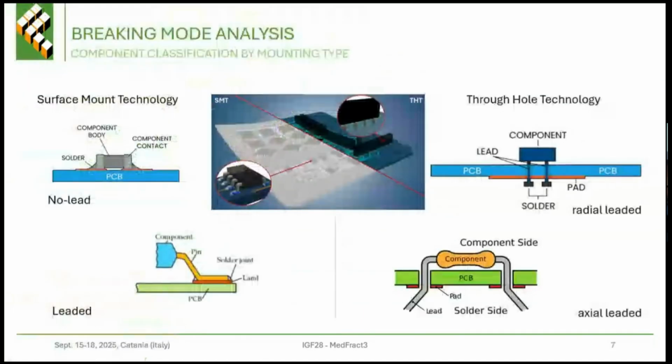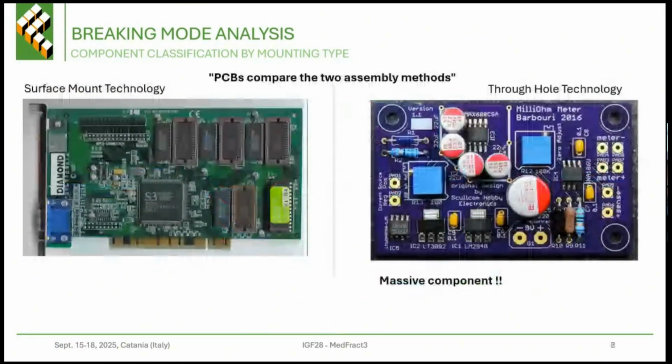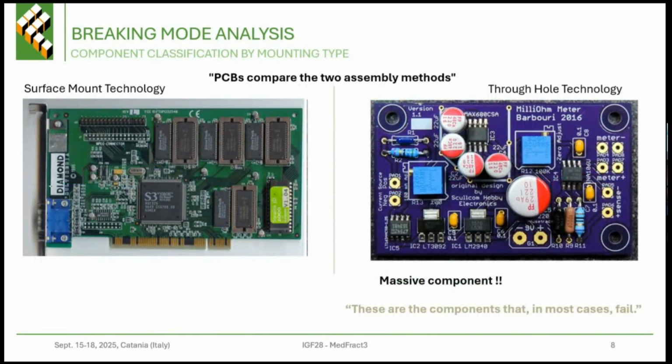So we start with the classification of the components. We have two categories: surface mount technology and through-hole technology. If we compare these two assembly methods, we can assert that the through-hole technology involves very massive components, and these components are the ones that put the PCB in a failure case.